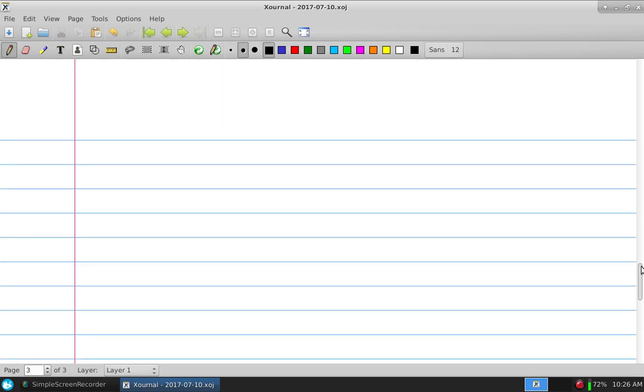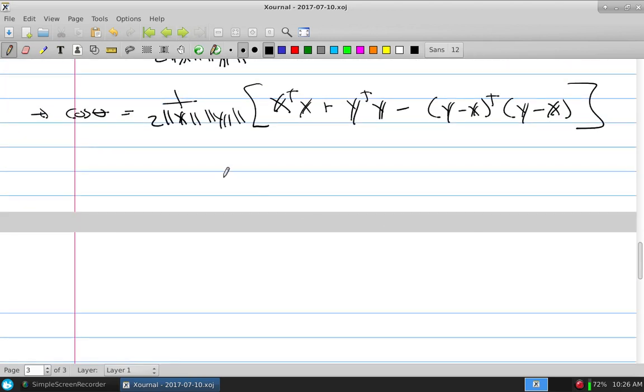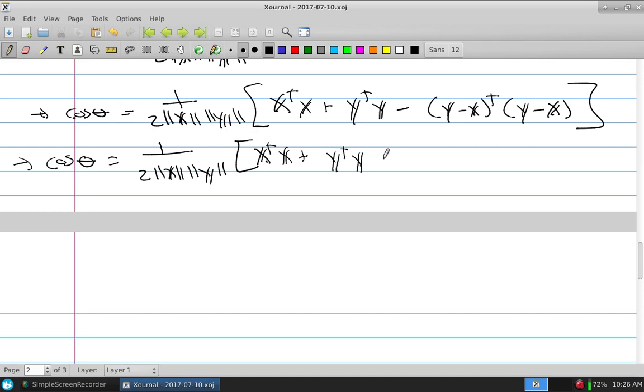Properties of transpose and distribution. This would become that the cosine of theta, which is going to be our measure for how much contribution is going on, is 1 over 2 magnitude of x. Boy, this looks really absolutely horrific, doesn't it? It's really horribly complicated. But that's x transpose x plus y transpose y minus, put a little parenthesis, y minus x transpose would be y transpose minus x transpose. Transpose would go through those particular sums.